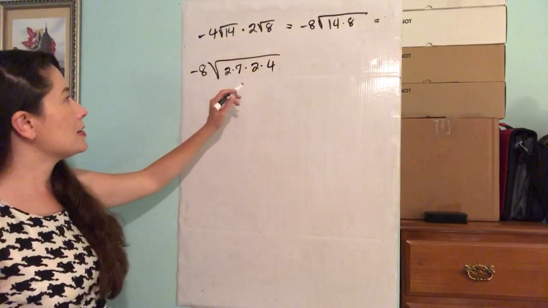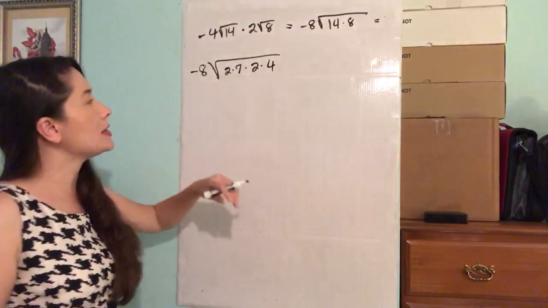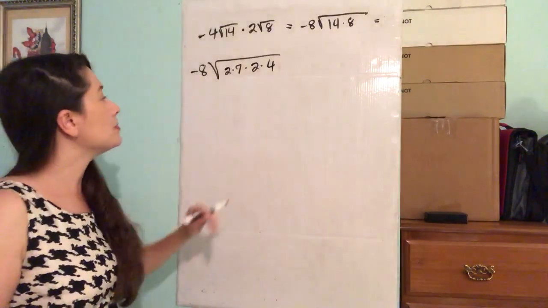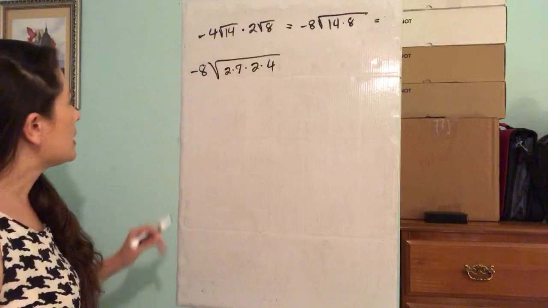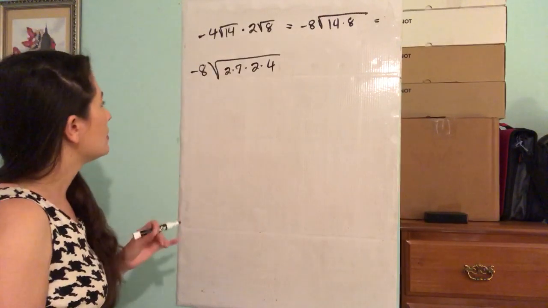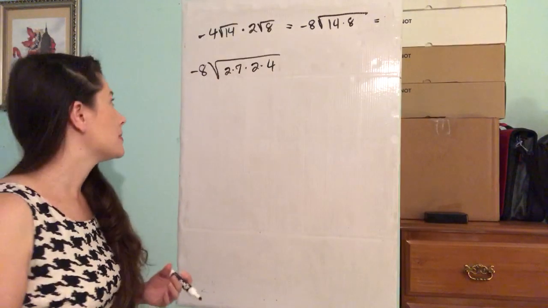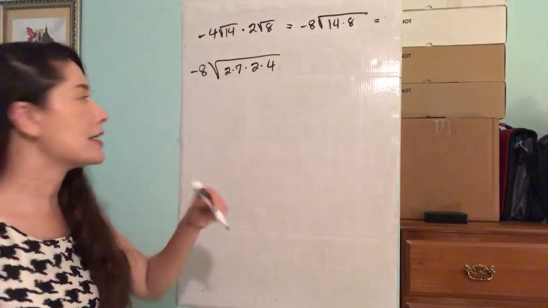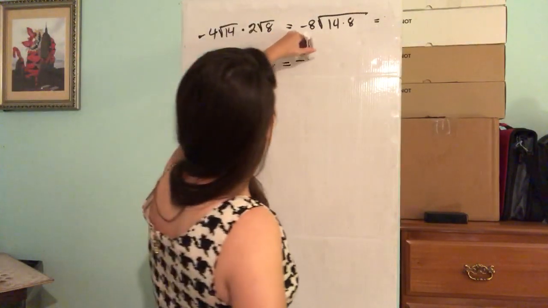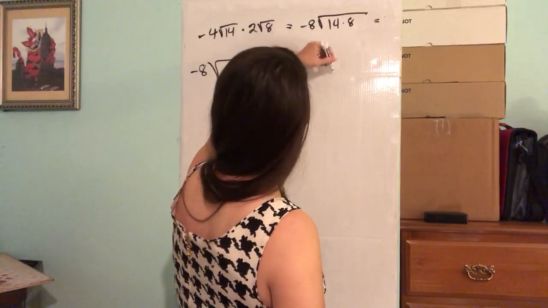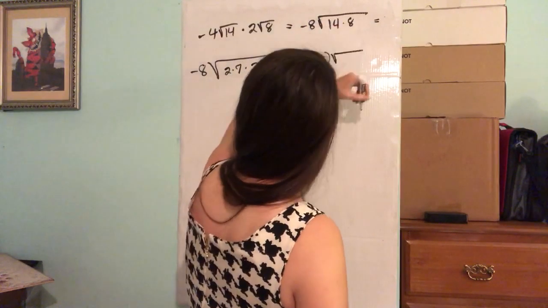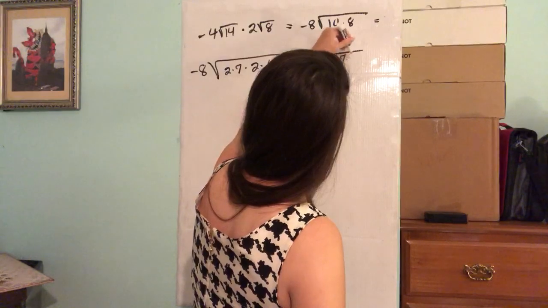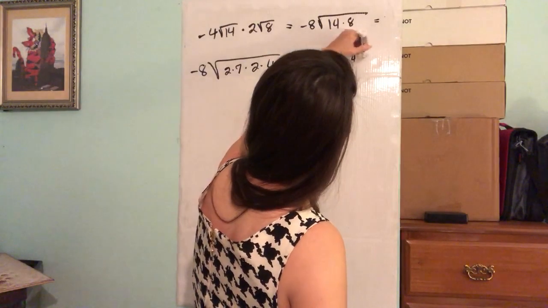Right? 2 and 7. 2 times 7 gives you 14. 2 times 4 gives you 8. So we can take this 2 and this 2. 2 times 2 is 4. The square root of 4 is 2. We can take it out of the radical, right? So this gives us -8 times 2 times the square root of 7 times 4.